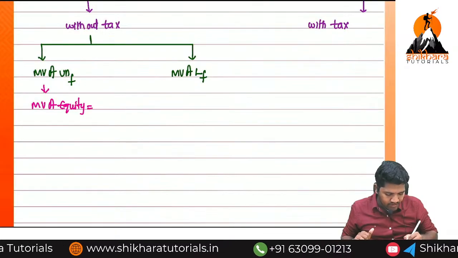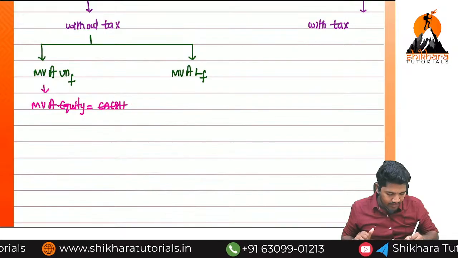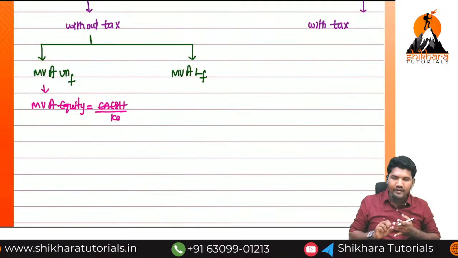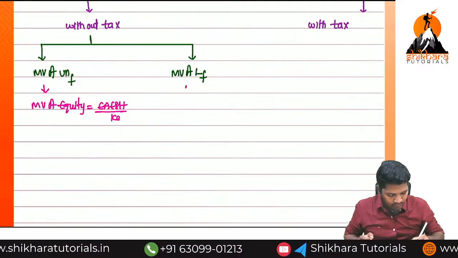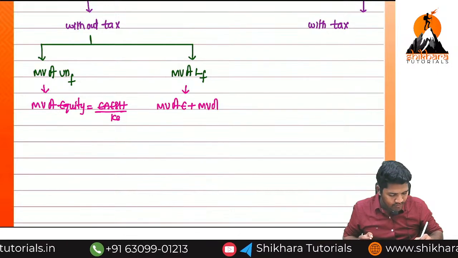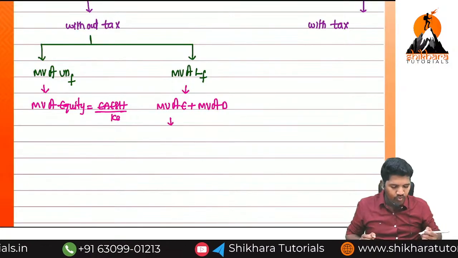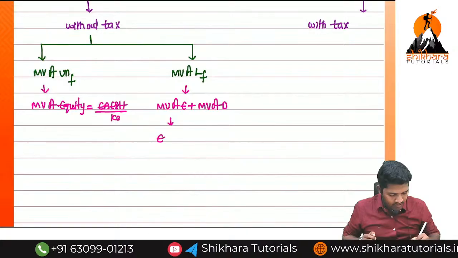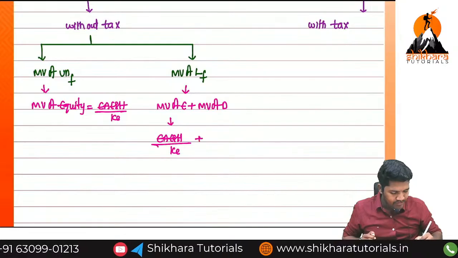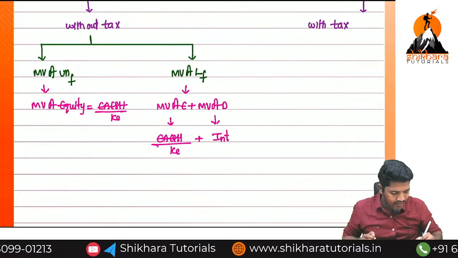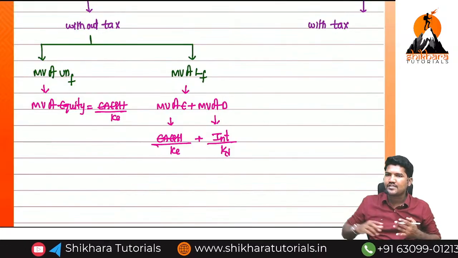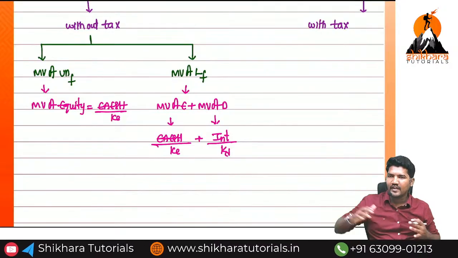How to calculate this? EBIT divided by KE. Any doubts on this? Okay. Now how to calculate market value of levered firm? Market value of equity plus market value of debt. Now you know how to calculate market value of equity. It is EBIT divided by KE, plus interest divided by KD. With tax or without tax? Without tax. We did that only, now the previous one.